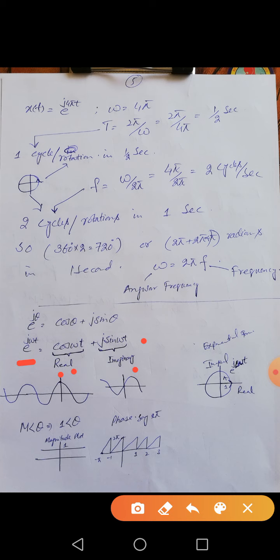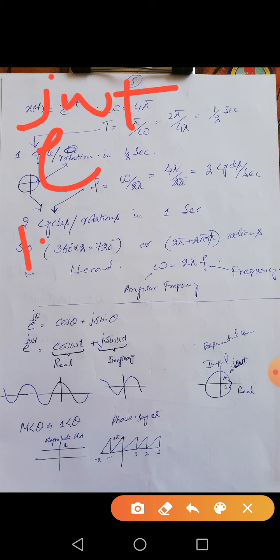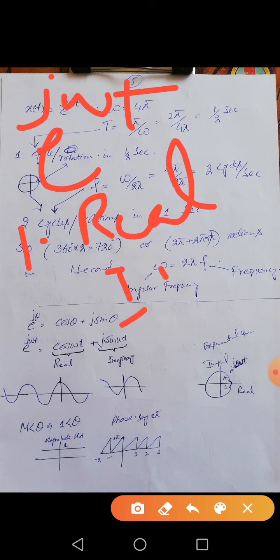So to plot this signal, e^(jωt), we will not have a single plot, we will have 2 plots. If we plot in real and imaginary, or we can plot this signal e^(jωt) in 3 different ways. Number 1 is real and imaginary part. This is the one method.